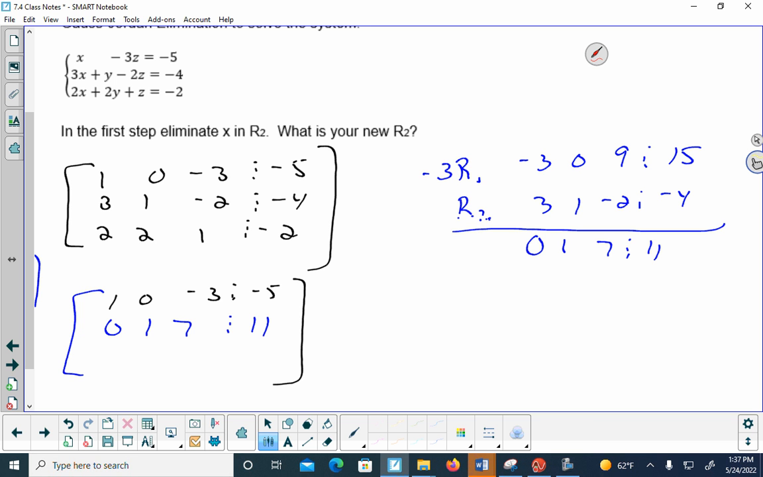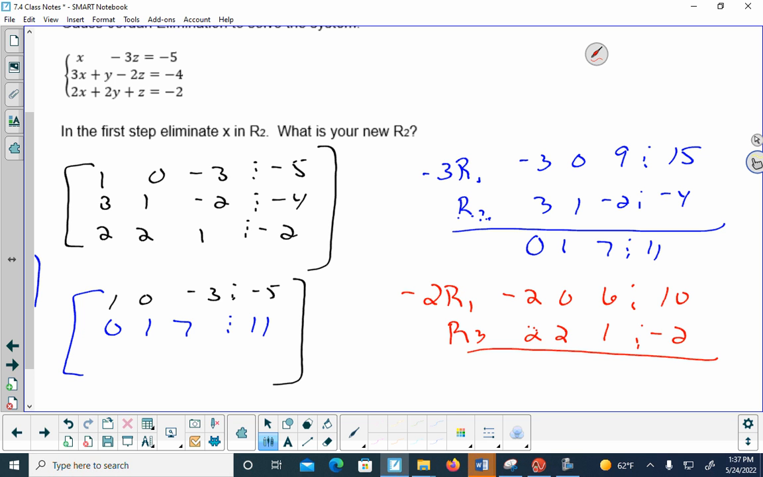Now to do row 1 and row 3 to eliminate the x, I'm going to multiply row 1 by -2. So -2, 0, 6, 10. Row 3 is going to be 2, 2, 1, -2. When I combine, I'm going to have 0, 2, 7, 8.